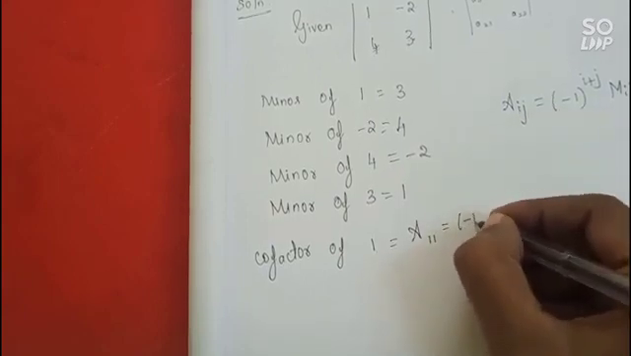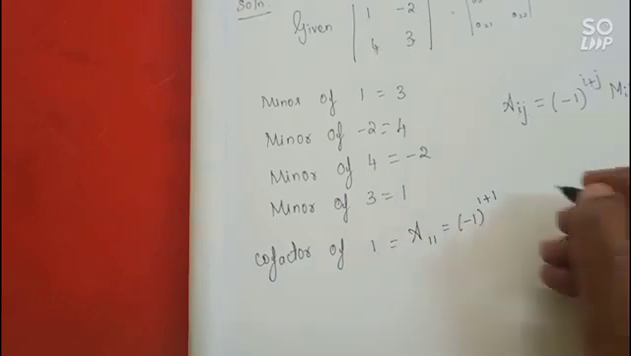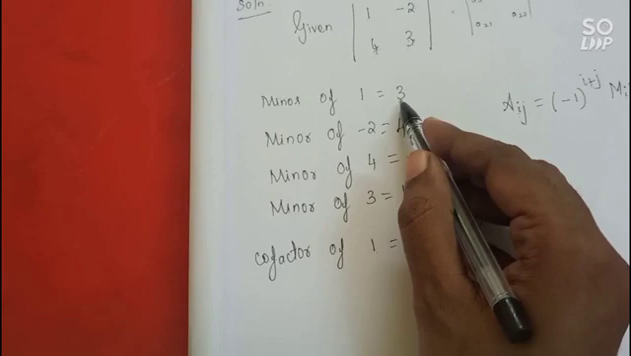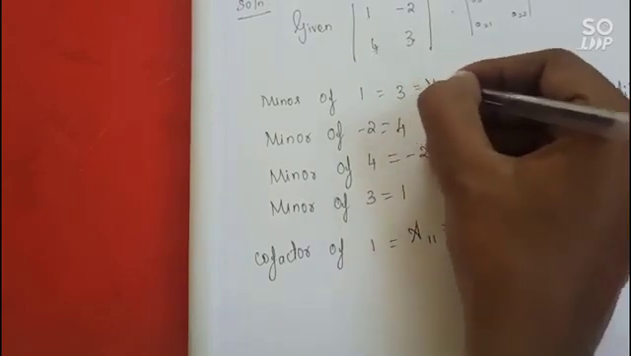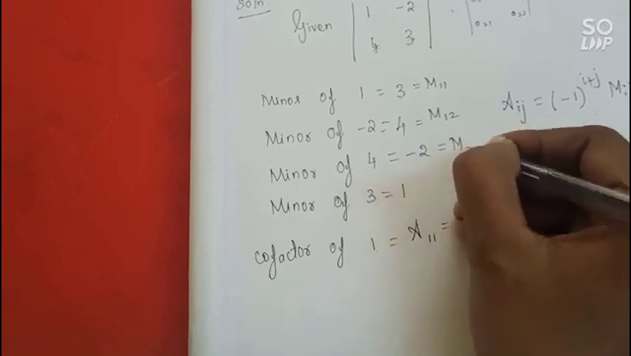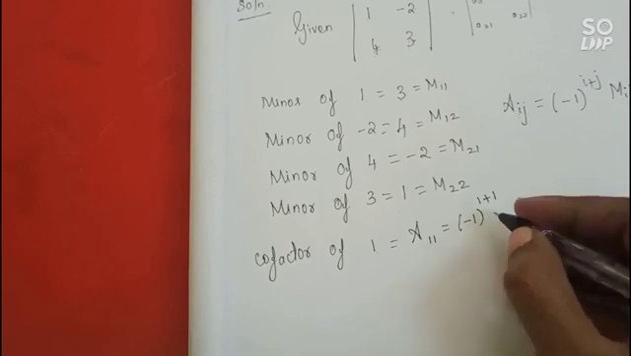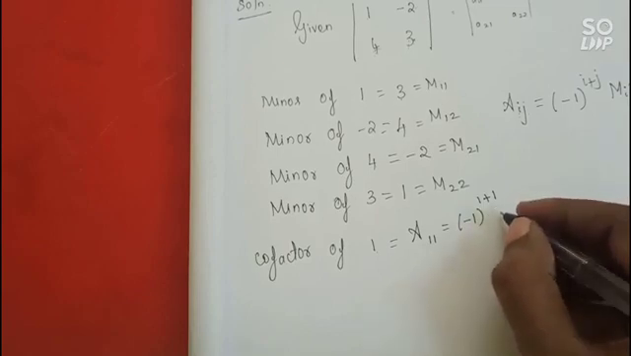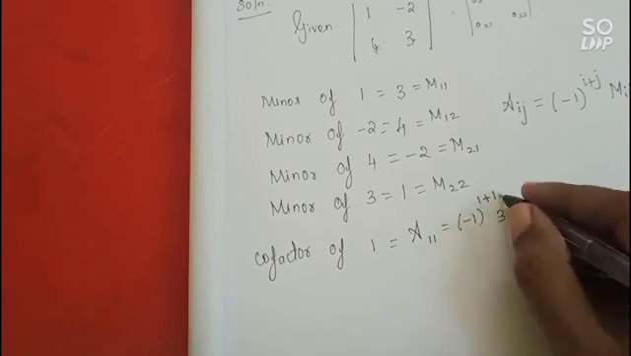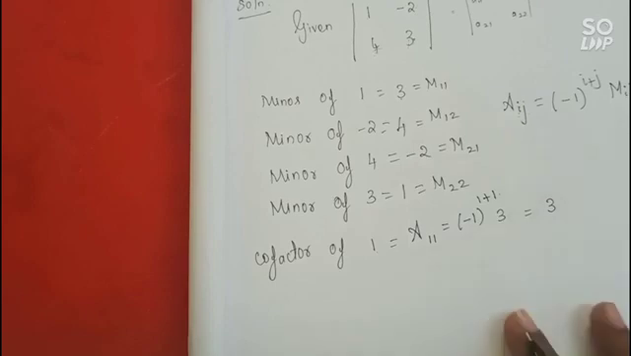That's equal to (-1) to the power i plus j, meaning 1 plus 1, into M11. What is the value of M11? 3. Okay, this is the same as M11, this is M12, this is M21, this is M22. So M11 is 3. That's equal to (-1) squared, which is plus 1. So 1 into 3, the value is 3.